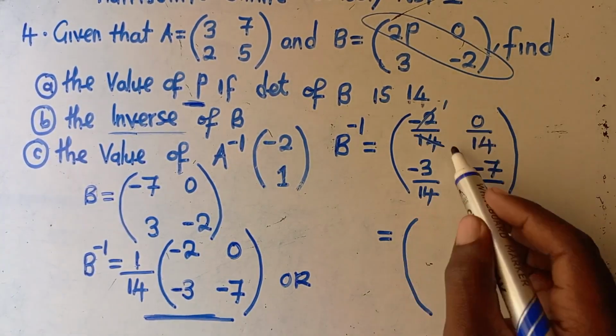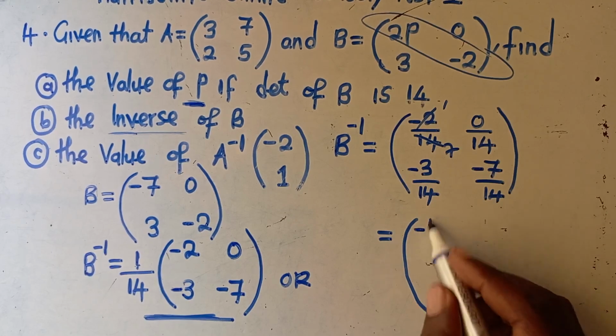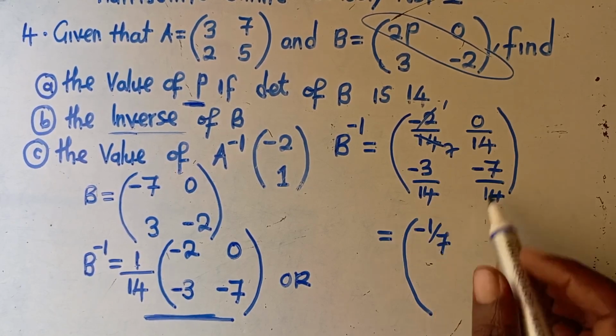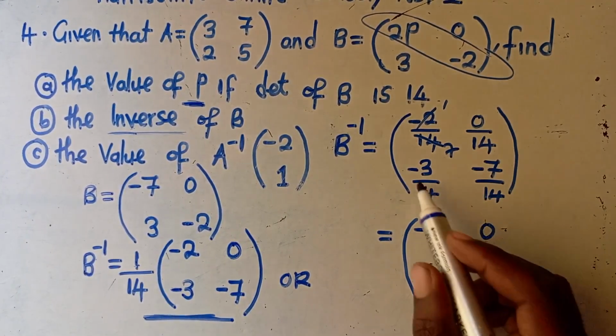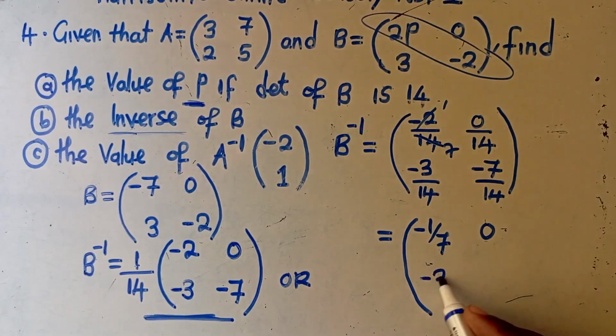You do this, whereby you are now going to have an answer that will be like this. 2 there, 1. 2 there, 7. So it is negative 1 over 7. 0 divide 14, it is 0. There, you can't find a number that can go in those.